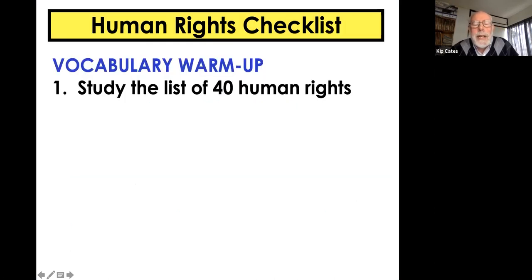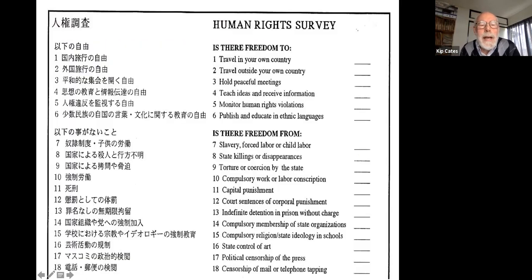I say we're going to take a look at a list of 40 human rights, the Universal Declaration 30 plus 10 extra, and what we'll do is go through it briefly. Again, I've set it up bilingually. Japanese on the left and English on the right. The first section is their freedom to do the following things: travel in your country, travel outside, and so on. The second section is their freedom from, number 7, slavery, number 8, freedom from state killings, number 9, freedom from torture, and down we go for 18 there.